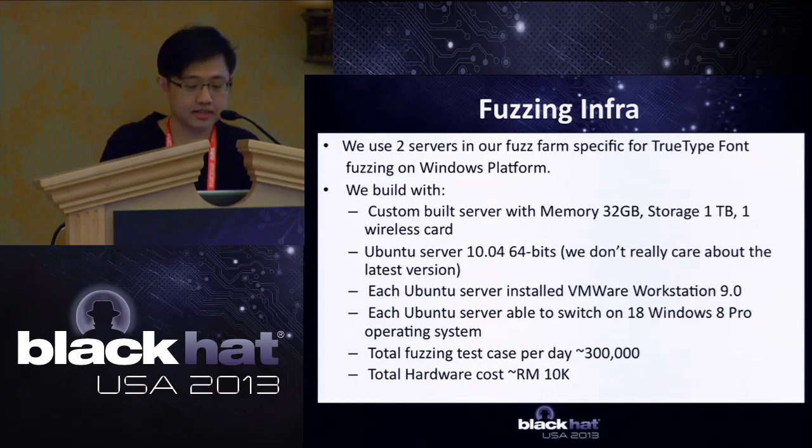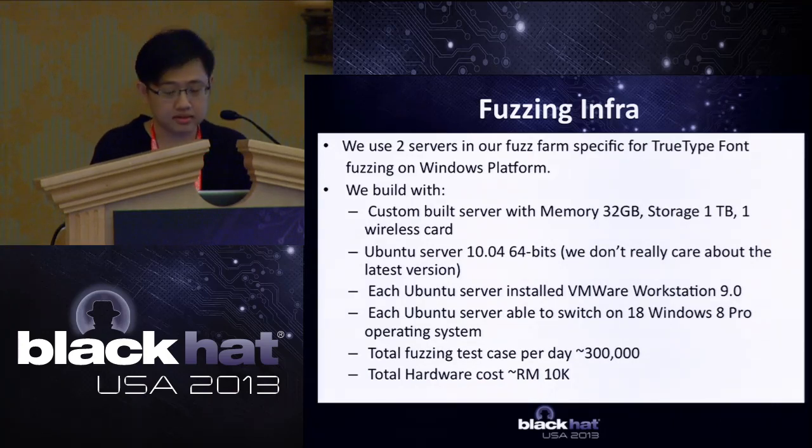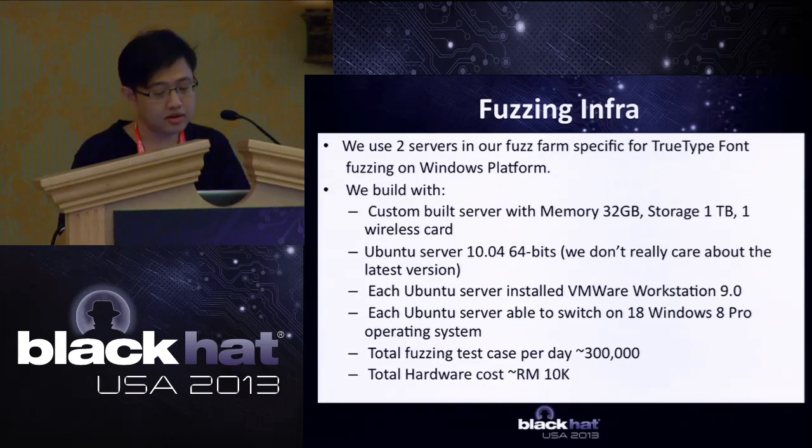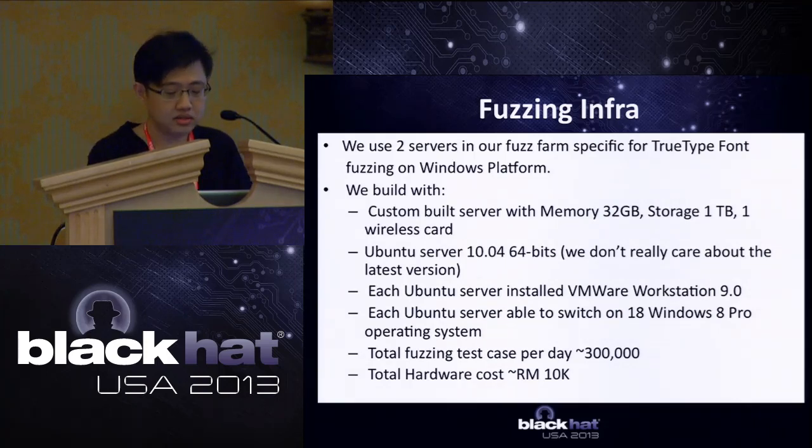And finally, we decided to use 2 custom built servers with memory 32 GB, storage 1 TB in our fuzz farm specific for TrueType font fuzzing on the Windows platform. Each of the servers runs the Ubuntu operating system and is able to switch on 16 to 18 Windows 8 Pro operating systems. And total fuzz cases per day is around 300,000.